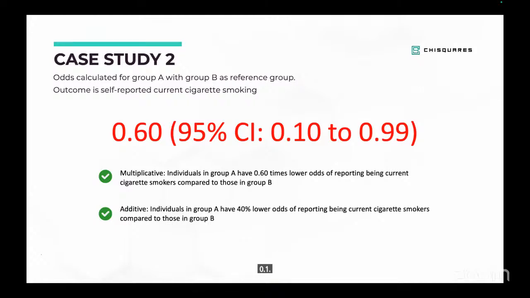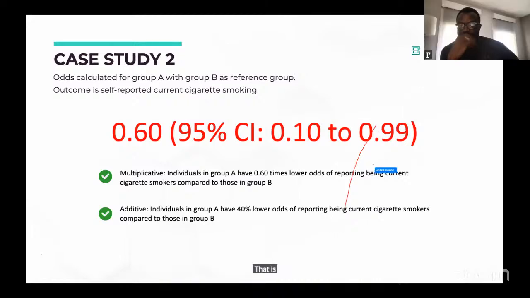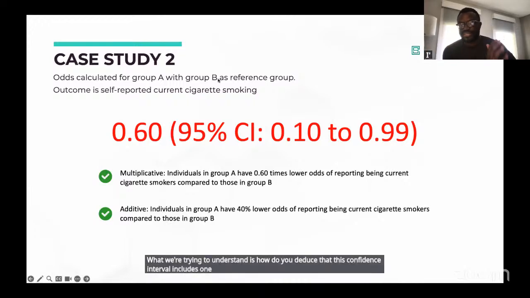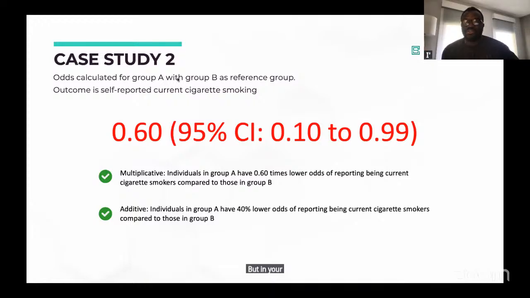Okay, I think whenever the confidence interval has one among the figures, it is not significant. That is correct. That part of the argument, we don't have any fight with it. What we're trying to understand is how do you deduce that this confidence interval includes one? That's what we're interested in. We're not interested in the premise of the argument, but in your conclusion. How do you conclude that this confidence interval includes one?